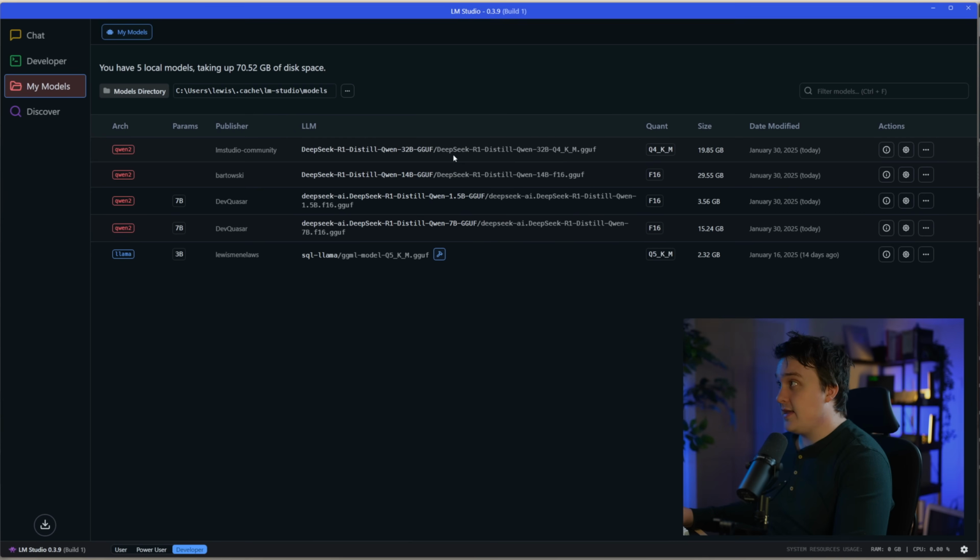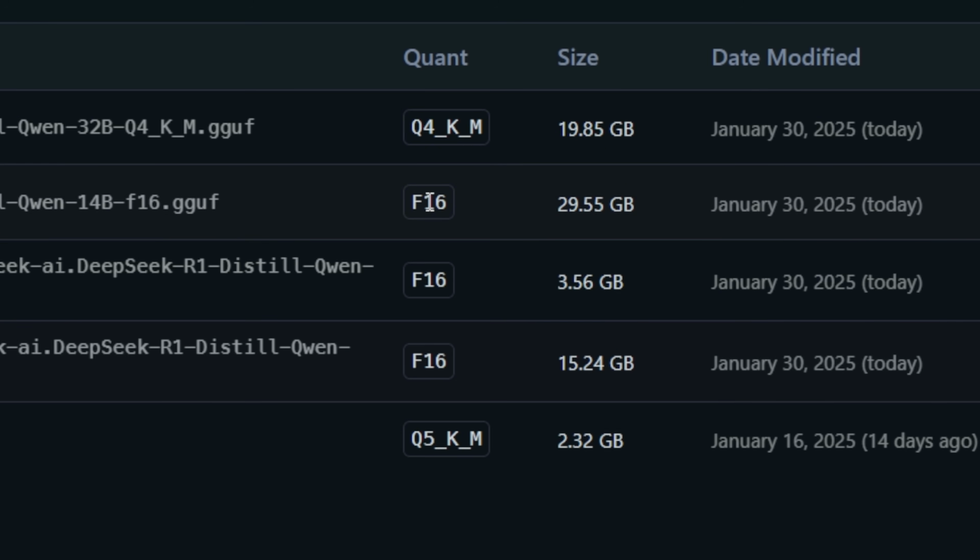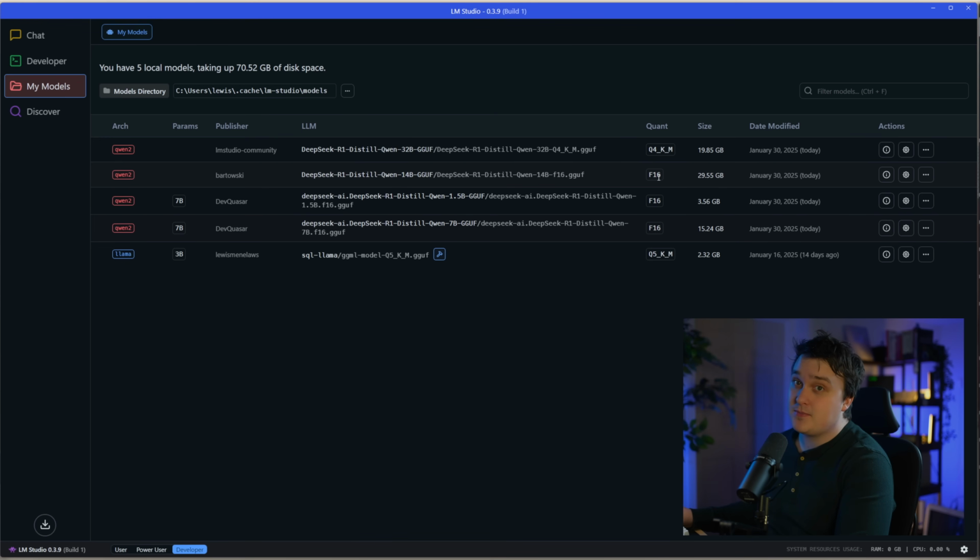Now, it's worth noting that the 14B is F16, so we're not quantizing this whatsoever. Same with the 1.5B and the 7B. But sadly, we gotta quantize the 32B because there's no way. And I'll be running this on an NVIDIA 5090 graphics card. So thank you, NVIDIA, for sending that to me.